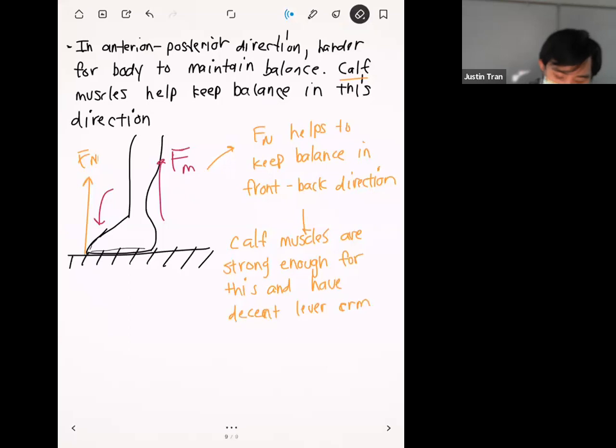And in fact, scientists have looked at lots of different people, and they've quantified how much torque the calf muscles can produce around the ankle, okay? And on average, the amount of torque, or the average moment that the calf can produce, is about 162 Newton meters, okay?